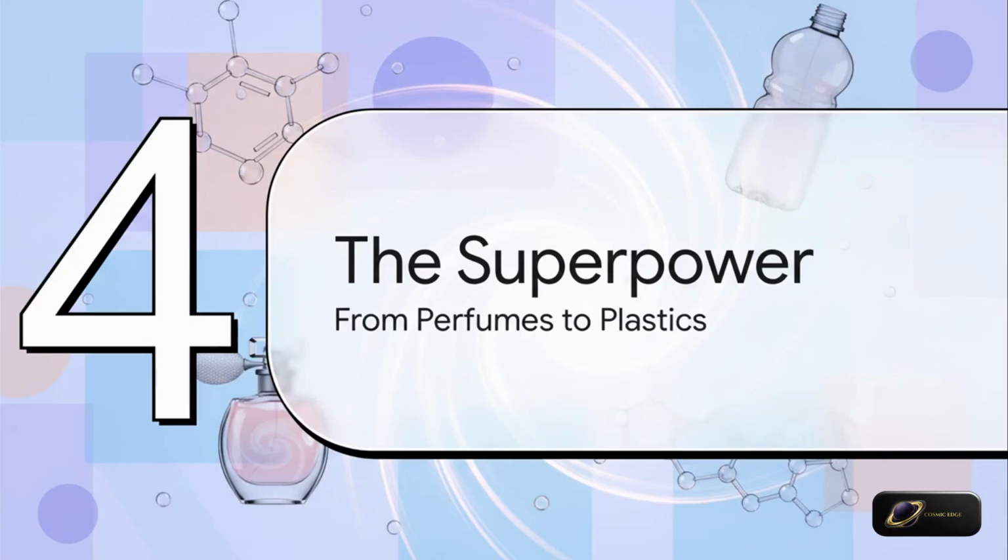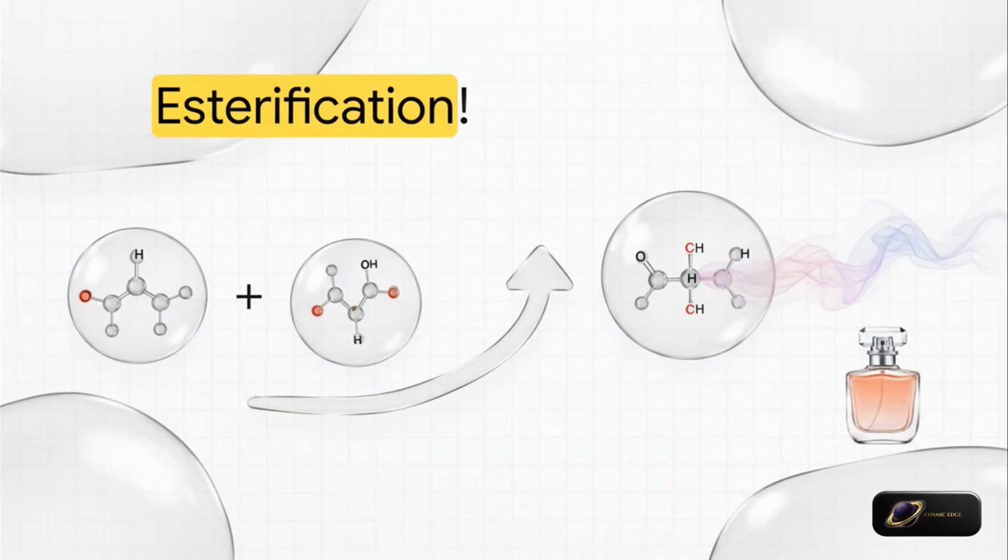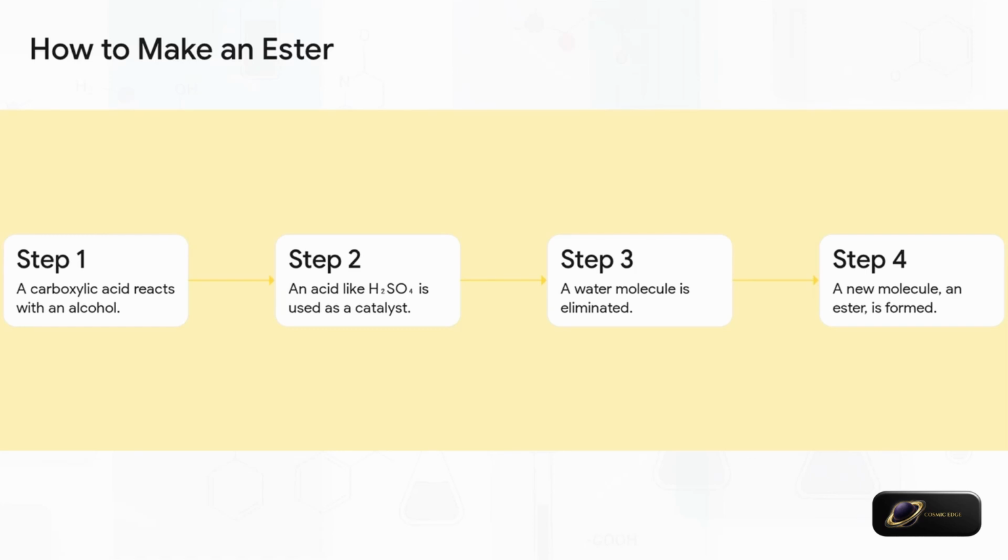All right, so we know who they are, we know their personality. Now let's talk about their superpower. And that's their incredible ability to transform into all sorts of other useful things. This is where they go from just being simple assets to being the building blocks of our entire modern world. Let's start with one of their coolest tricks, making things that smell amazing. It's a reaction called esterification, and it's responsible for a lot of the pleasant smells and flavors we know and love.